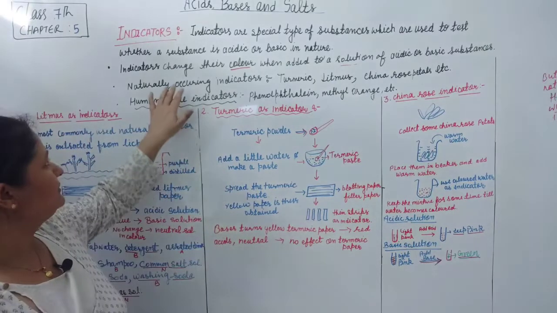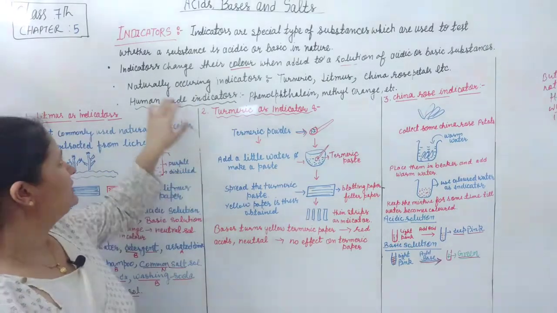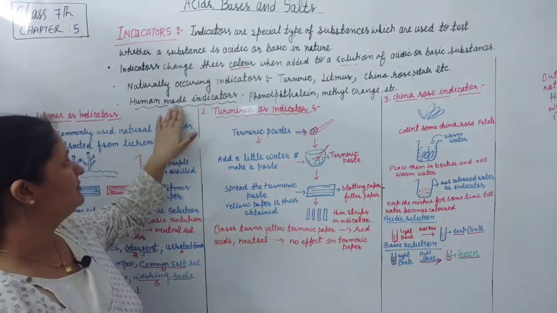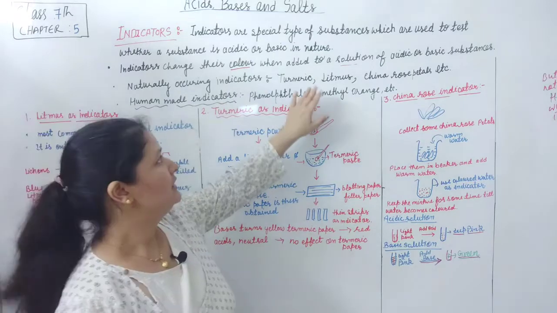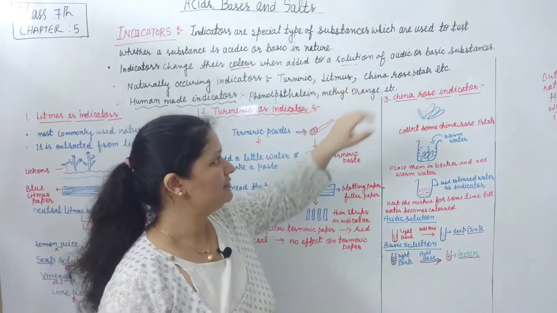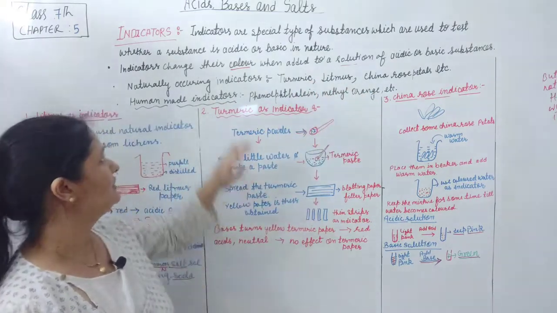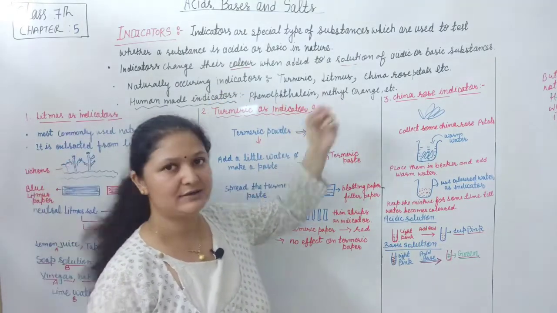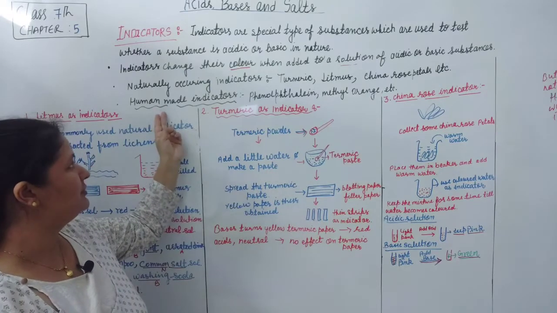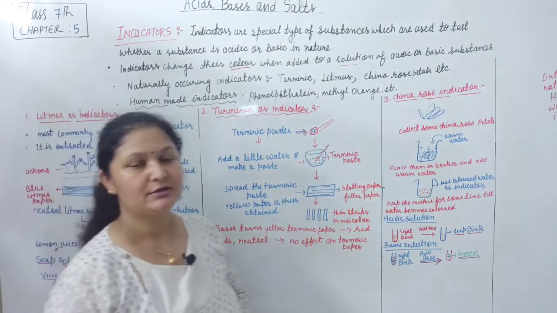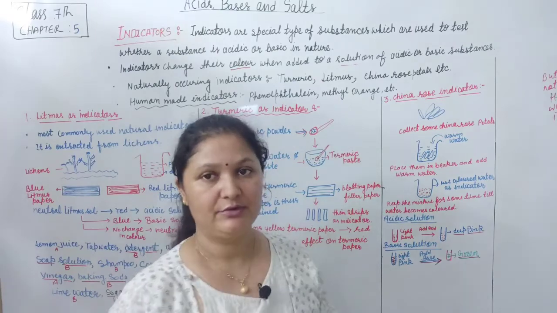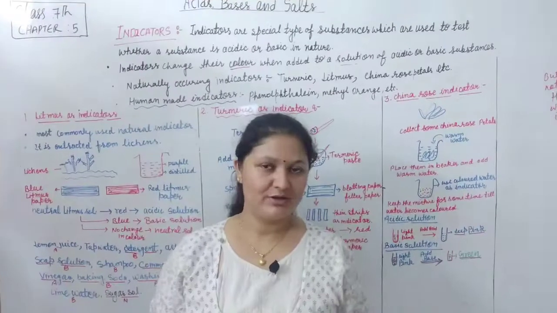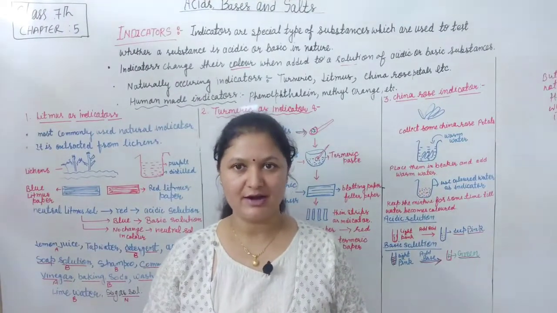So there are two types of indicators. First one is naturally occurring indicators and second one is human-made indicators. Turmeric, litmus, China rose petals are some naturally occurring indicators, and phenolphthalein, methyl orange are man-made or human-made indicators. Students, in this chapter we will discuss in detail some natural indicators around us.